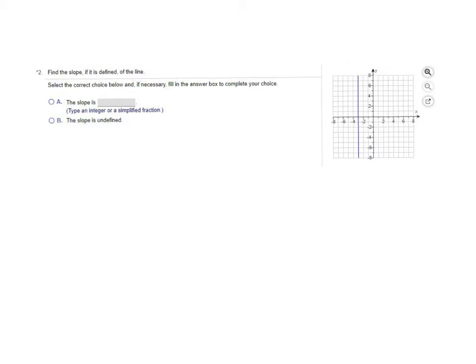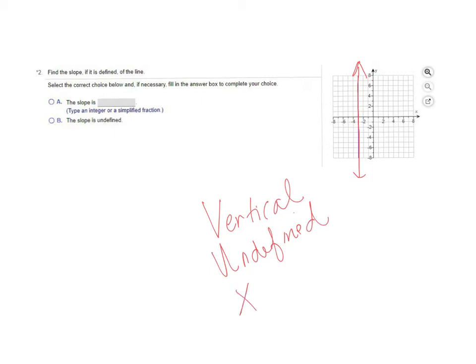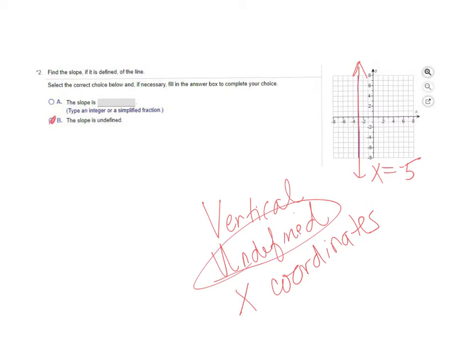All right, looking at number 2, find the slope, if it is defined, of the line. And so if I look at this problem, I should notice that this is a vertical line, and I shouldn't have to do any work at all because I should know that vertical lines have undefined slope, and that all of the x coordinates of the ordered pairs are the same. And so the equation of this line would be x equals negative 5, and the slope of this line is undefined.